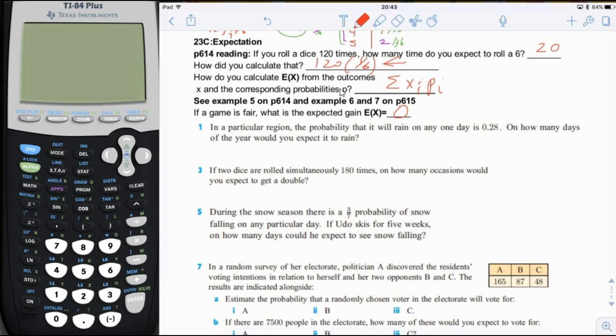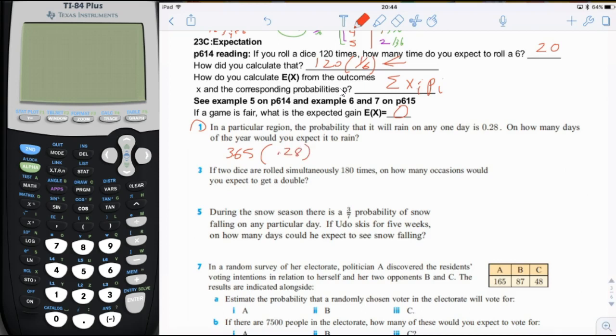Okay. In a particular region, the probability that it will rain on any one day is 0.28. On how many days of the year would you expect it to rain? Okay, so I would say that that would be 365 days in the year times 0.28 probability that it's going to rain on any one day.